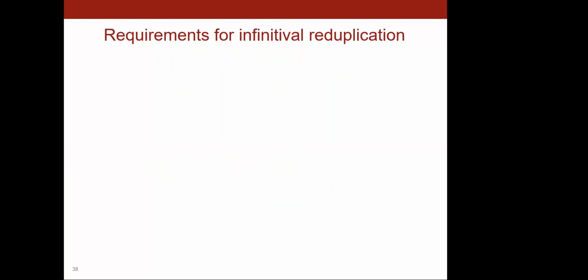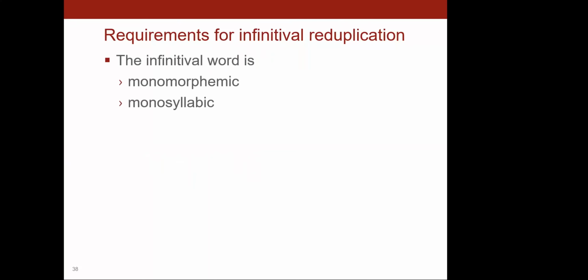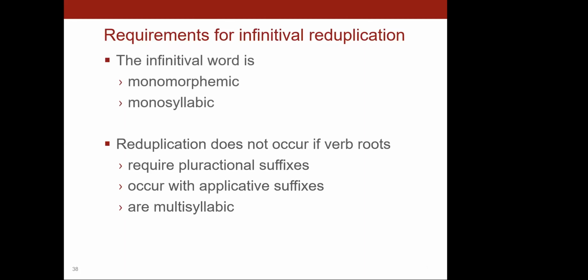Basically, there are two properties of the infinitival form that have to be met in order for us to see reduplication in the infinitive. First, the infinitival form must be monomorphemic. It can only be made up of one morpheme, and that is the root itself. And second, the form must be monosyllabic. It can only be one syllable long. If the root has a pluractional suffix, which adds a morpheme, an applicative suffix, which also adds a morpheme, or if it's multisyllabic, has more than one syllable, then we don't see reduplication. So we see that this pattern is sensitive both to morphology as well as to phonology.